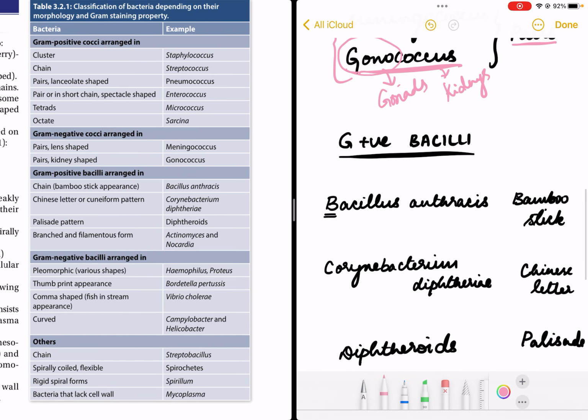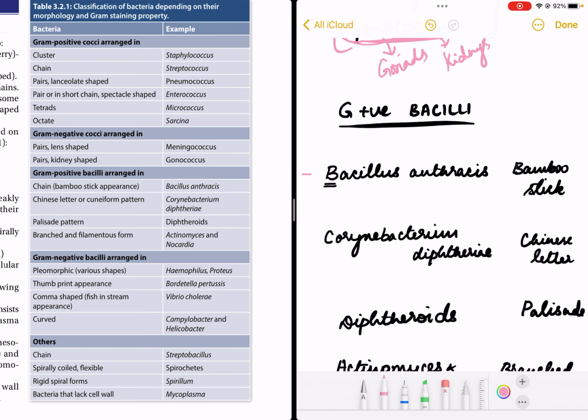Moving on, we have gram-positive bacilli arrangement. We start off with Bacillus anthracis, which causes anthrax. How do you remember the arrangement? It is bamboo stick shaped. The shape of Bacillus anthracis is bamboo stick. So B for B. Bacillus anthracis, B and B and A. Okay, so Bacillus anthracis, bamboo stick.